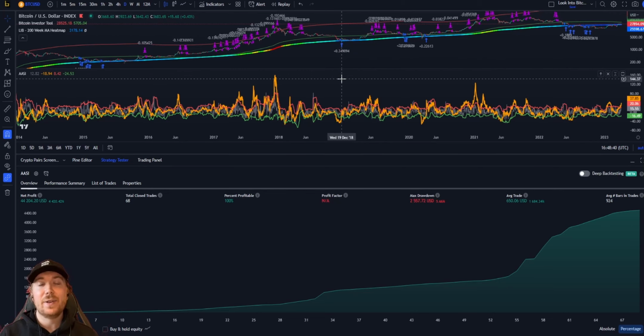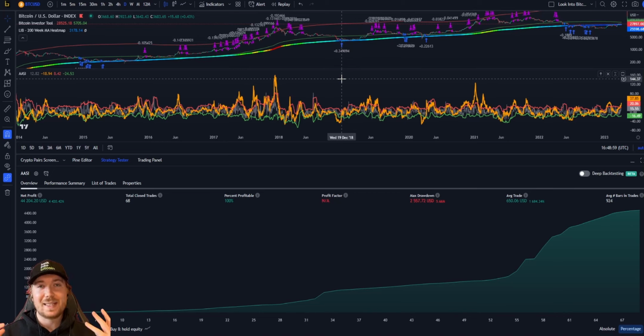And this isn't including the approximately 50% in open profit we currently have on this strategy. So around 4,470% profit from the start of 2014. Now, the buy and hold returns from the start of 2014 are actually less than that. This strategy has outperformed buy and hold since 2014.